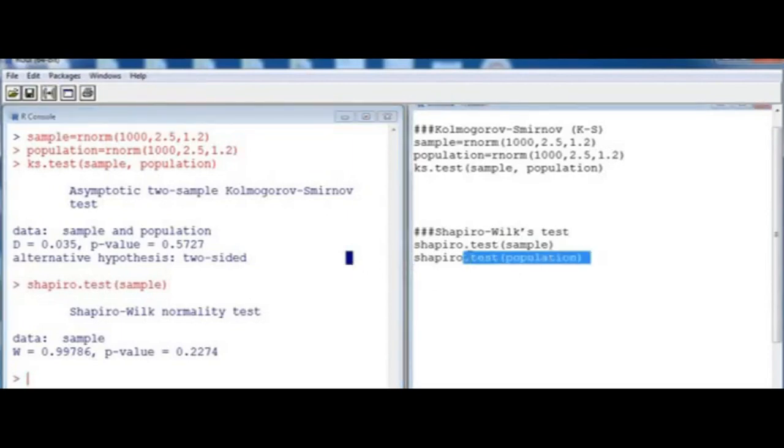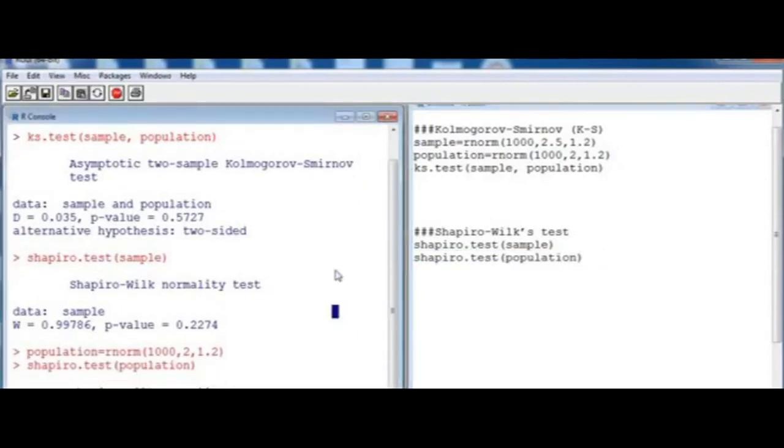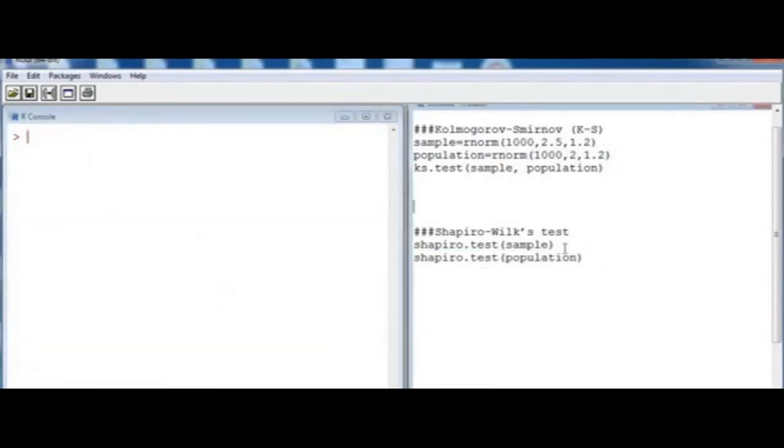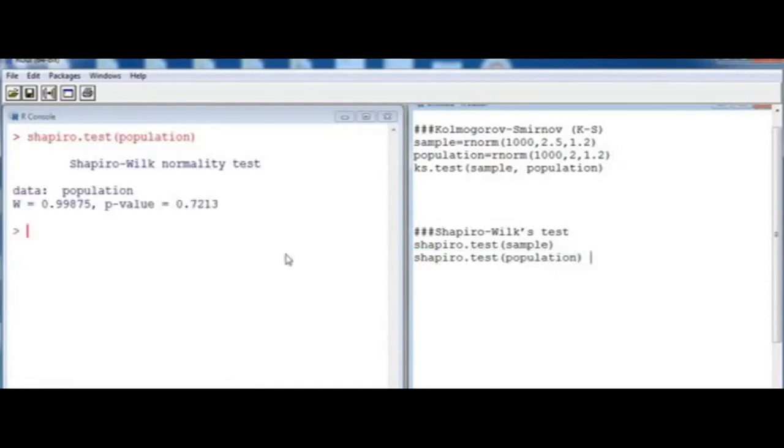And what about the population? Let's make it 2. It says 0.7213, which concludes that if the data is following a normal density, then the Shapiro-Wilk test will have the capacity to make a clear perception, based on the population characteristics with the sample characteristics, to check the normality.